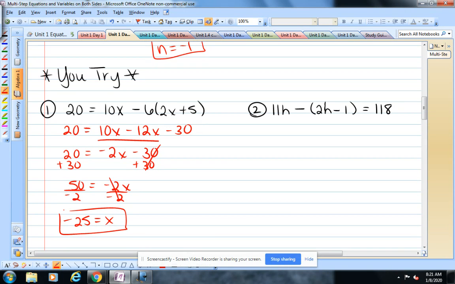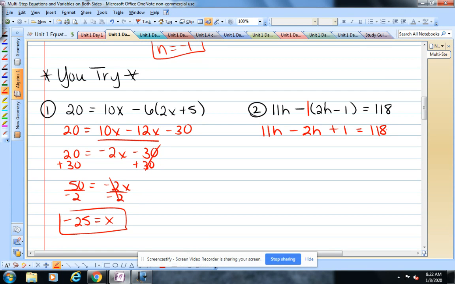Are there any questions about that problem? You got that? Good. All right, number 2. What did we do first on number 2? Yeah, you need to distribute a -1 to that parentheses. So 11h, I'm just going to copy it. And what's -1 times 2h? -2h. What's -1 times -1? A +1 equals 118. Y'all okay with that step?